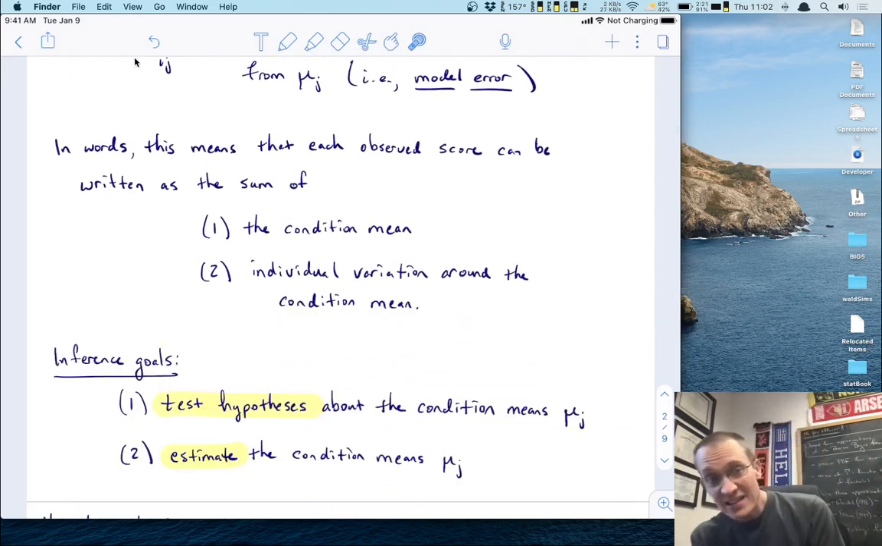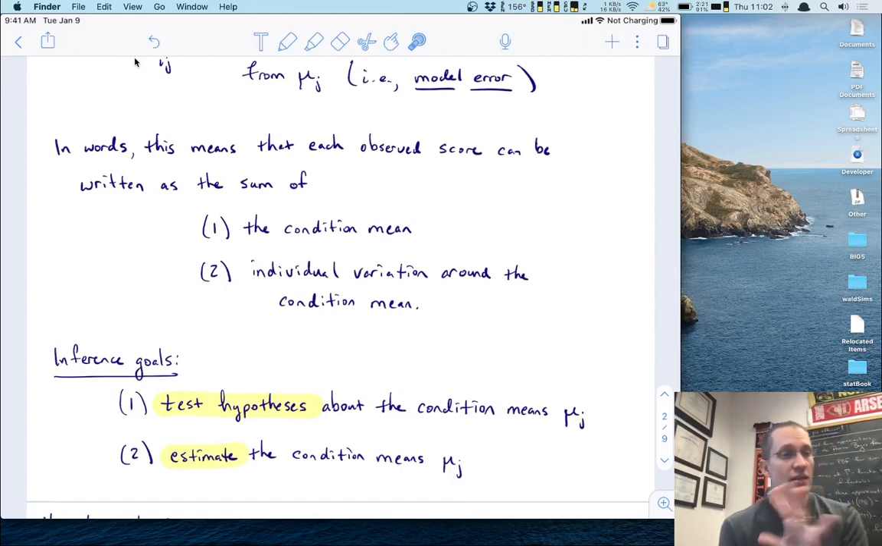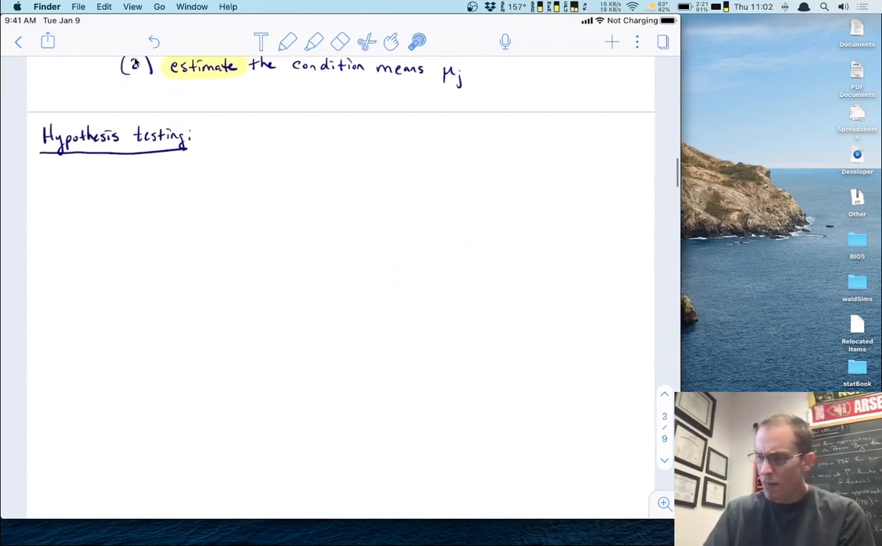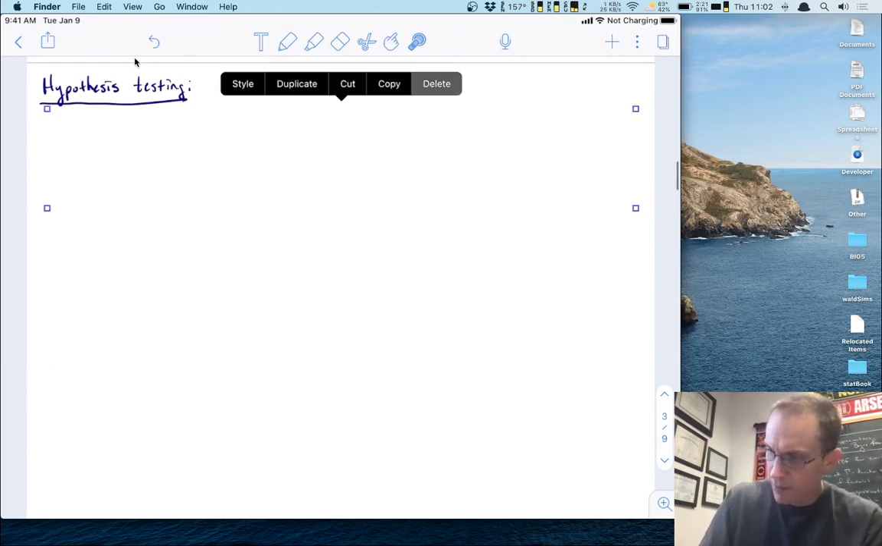So from this, our inference goals are simple. Just like any inference, we want to test hypotheses about something. Specifically, we want to test hypotheses about the condition means, the mu j's, and we also want to estimate those condition means. And we're going to learn how to do that now. So let's start with hypothesis testing.